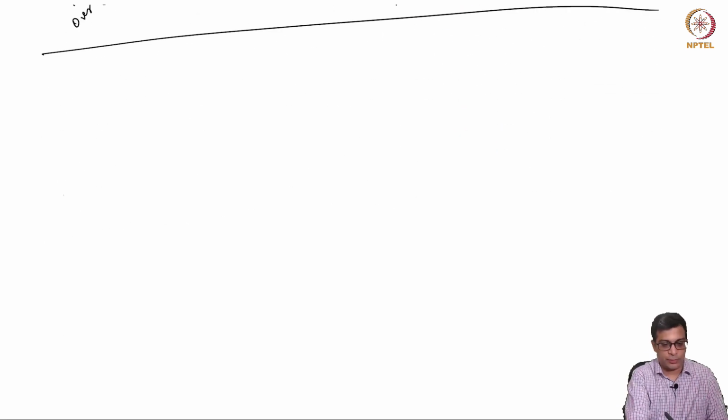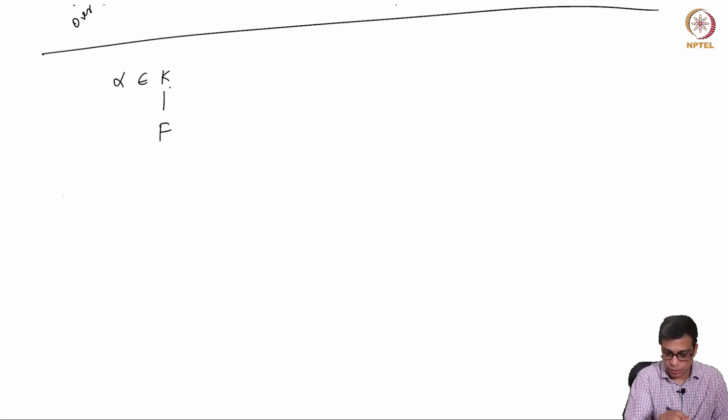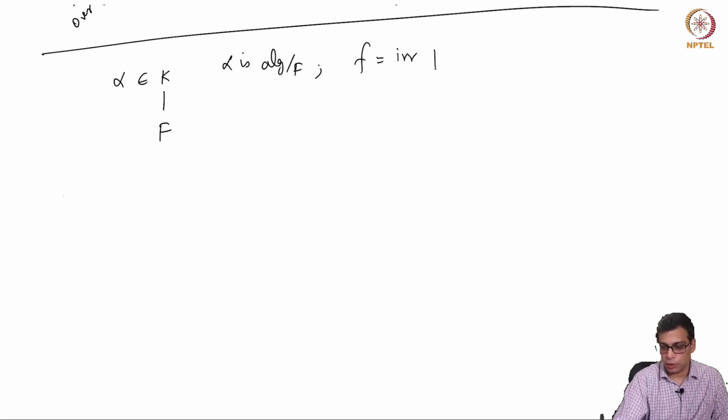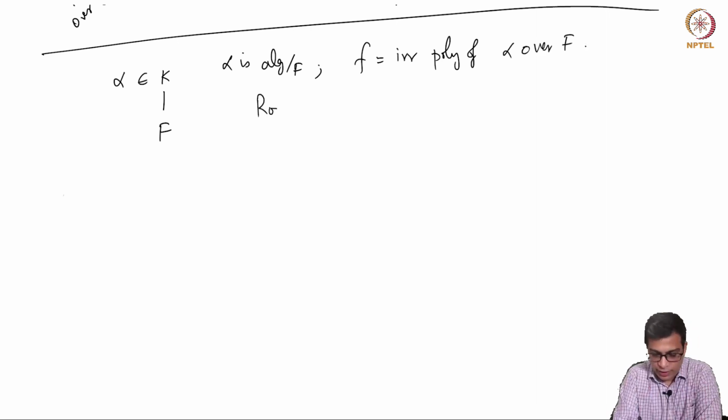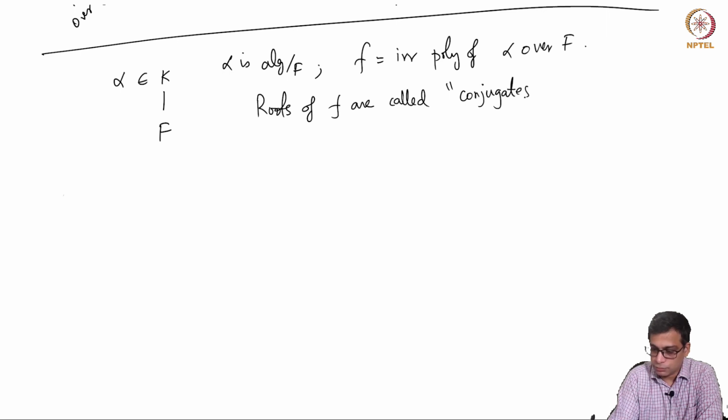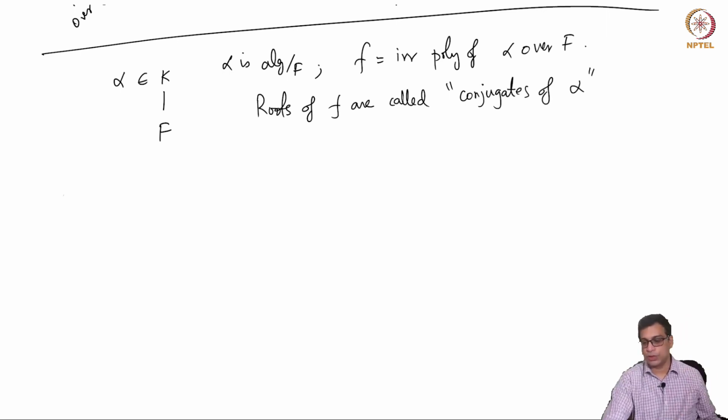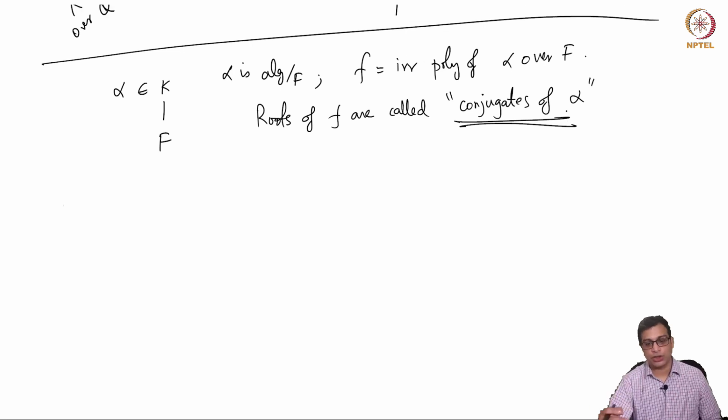So K over F is a field extension, and alpha is algebraic over F, and let's say f is the irreducible polynomial of alpha over F. Roots of f are called conjugates of alpha. Okay, so this is the terminology. Conjugates of alpha are the roots of its irreducible polynomial. So alpha is a conjugate of itself, and other roots are called other conjugates of alpha.